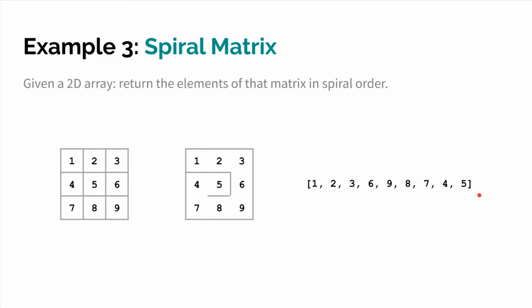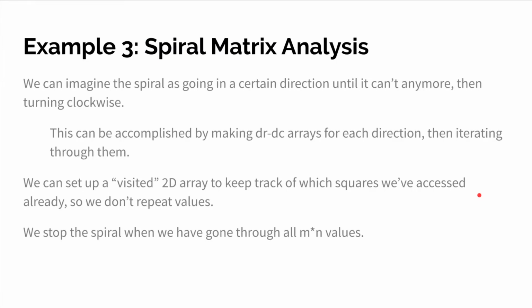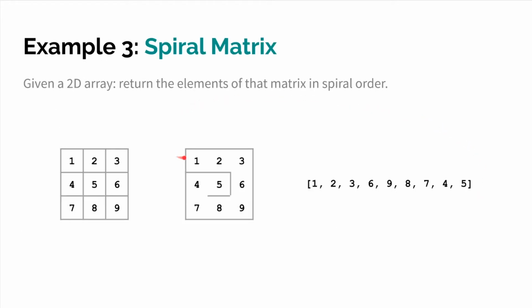So how might we accomplish this? Well, it turns out we can actually use DRDC arrays to represent a direction that we're going in, right? So we can imagine the spiral as going in a certain direction until it hits the edge of the matrix, or it hits a cell that it's already visited before, and then it turns clockwise. So we initially start off going to the right. We start in the upper left corner, and we initially imagine it going to the right.